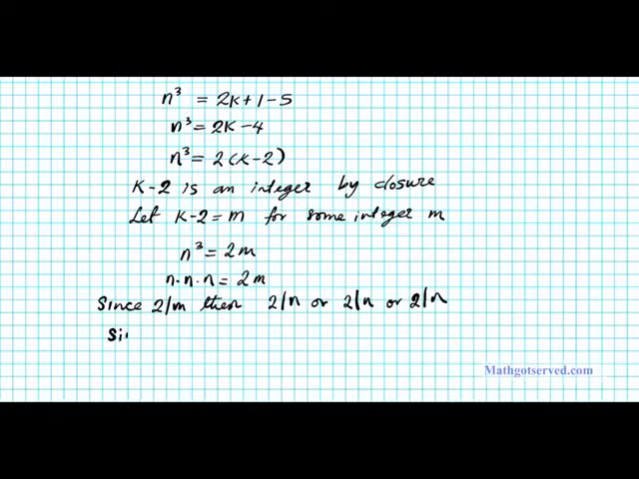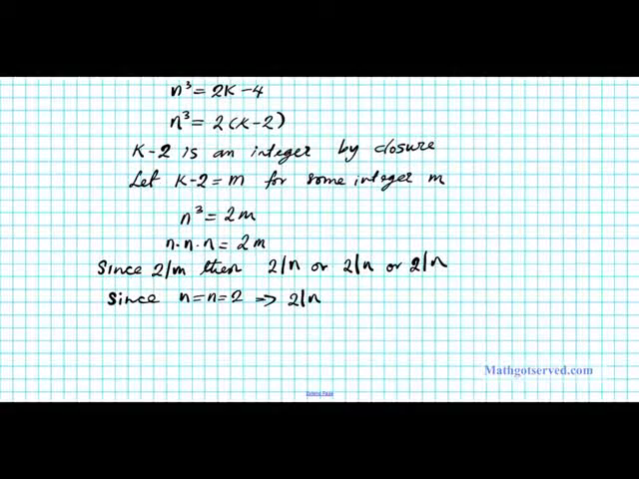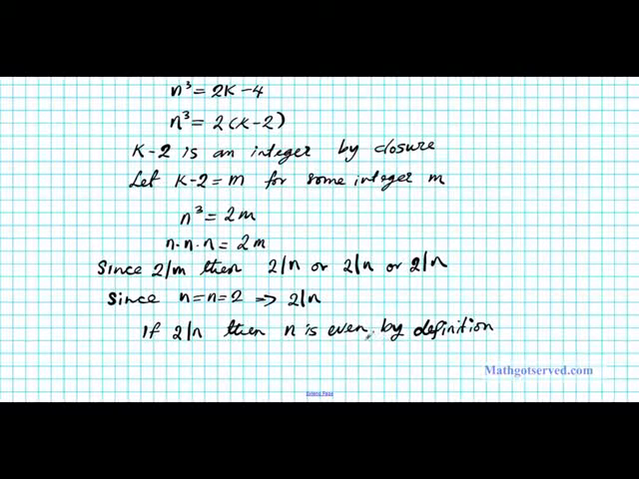Since n is equal to n is equal to n, that implies that 2 must divide n, since they're all identical. All right, so if 2 divides n, then n is even by definition, because 2 divides every even number.